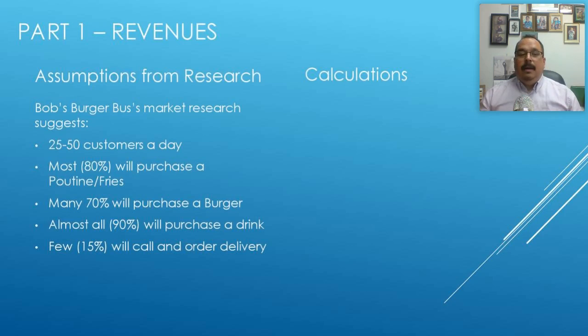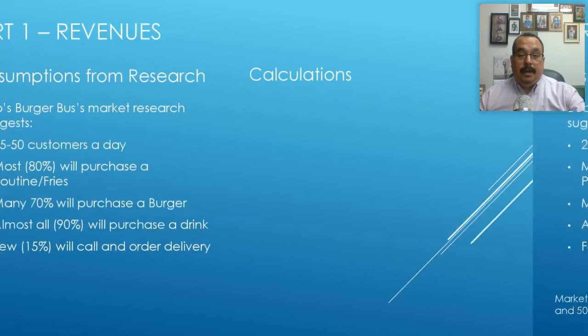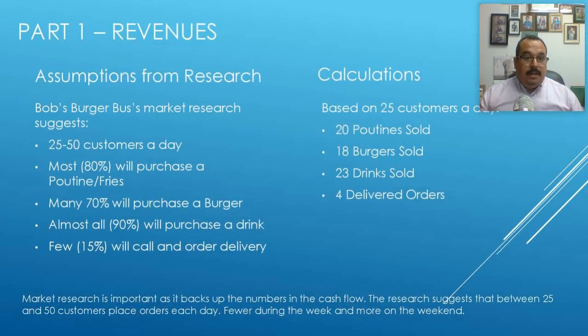Now I did a conservative look. So let's say the minimum of 25 customers a day. This is part of that mind of thinking where 25 customers, that's people. So that's minimum of people. So let's say a couple shows up, well, that's 2 customers as opposed to 1 order. So let's show what the calculations for that is. So let's say we've seen 20 poutines sold, because we're talking about most of the 25 customers will order poutines. So that's 20 poutines, 18 burgers, 23 drinks sold, 4 delivered orders.